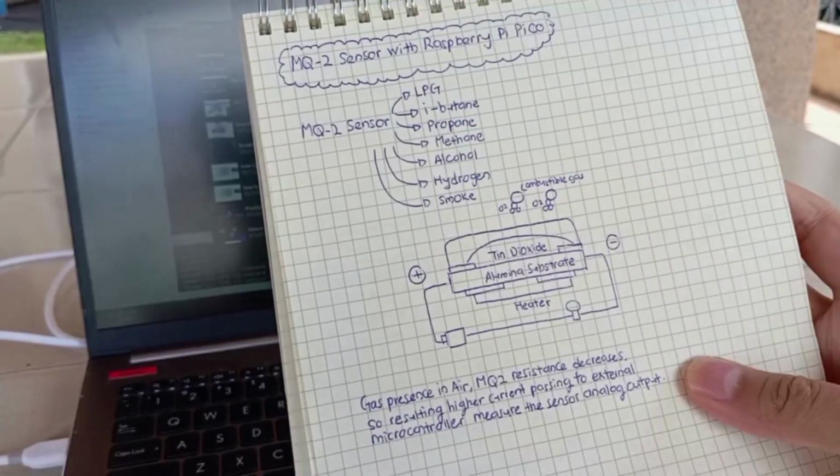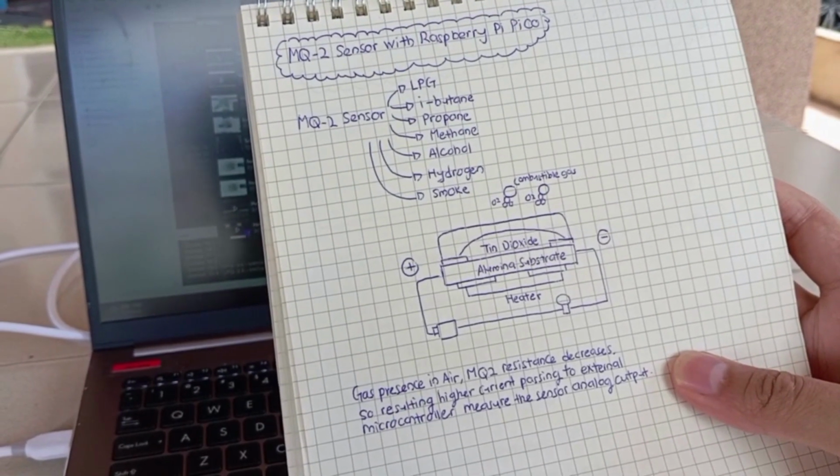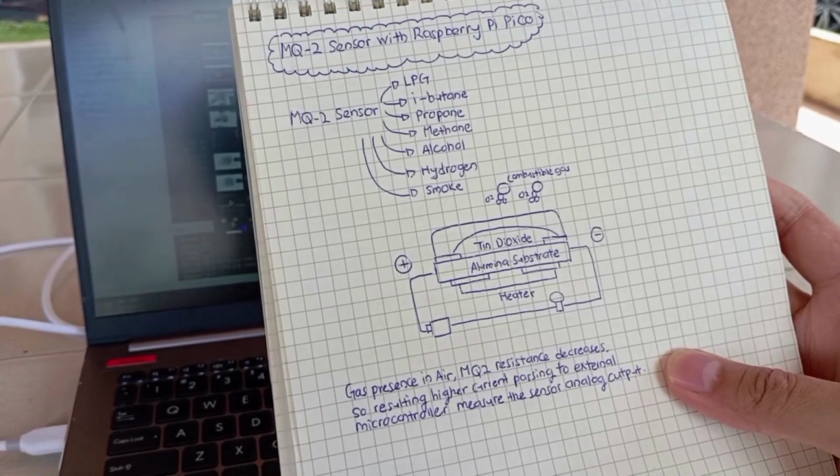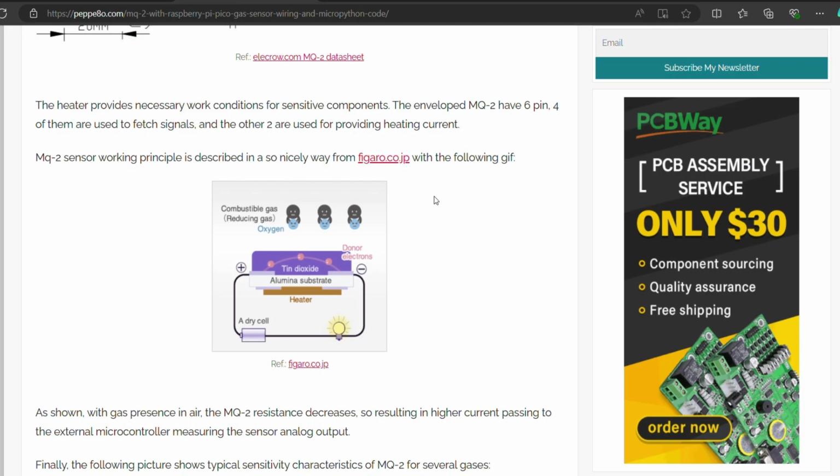Inside the MQ2 gas sensor, we have tin dioxide on an alumina substrate in the middle, and we've got a heater element. The tin dioxide detects gas in terms of ppm, parts per million, depending on the resistance. As gas is present in the air, the MQ2 resistance decreases, resulting in higher current passing to the external measuring sensor analog output. So we're dealing with ppm and Rs over Ro.